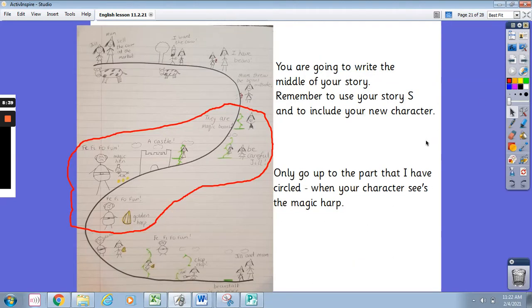So you're going to write the middle of your story today. Yesterday you wrote the beginning, so now you're carrying on. So read through what you wrote yesterday, read up to where you ended, and then today you're going to carry on from where your character discovers that a beanstalk is growing. And you're going to end where your character discovers that the giant has a golden harp. Don't write the end of the story yet. That's going to be for tomorrow's lesson. So only go up to the part that I have circled.